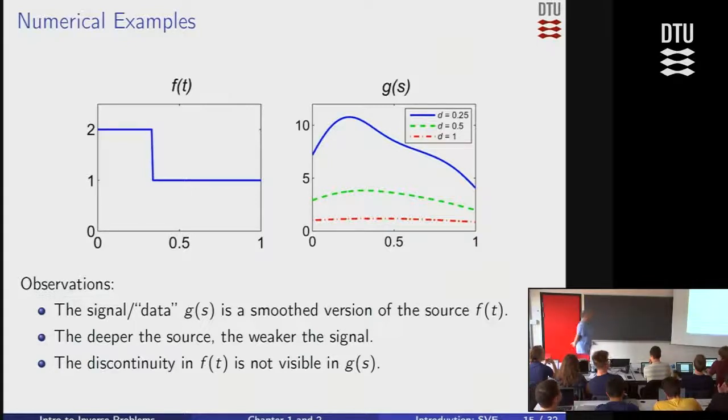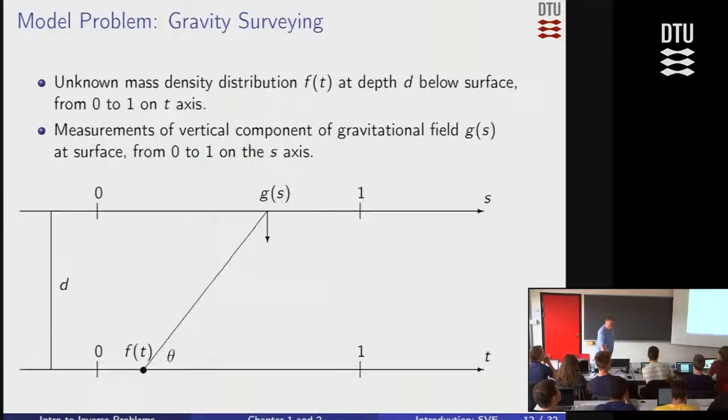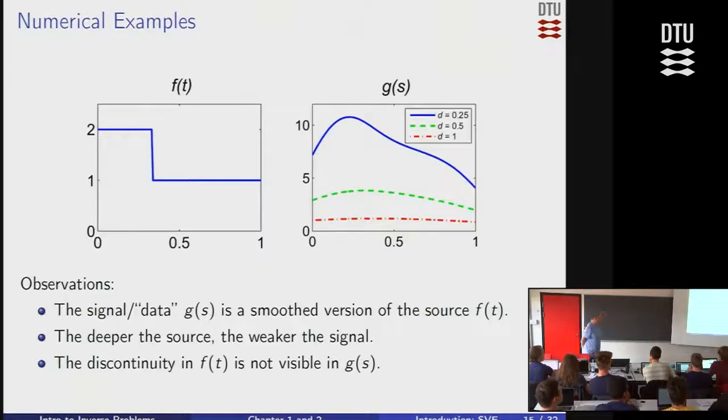I have a very weird distribution of mass on the t-axis at depth d, which first has a strength of 2 in some arbitrary units, and then it jumps down and has the value 1. That's what you see on the left, and on the right you see the measured field on the surface for 3 different values of the depth. Let me back up and remind you the depth is the d there. It's the depth from the surface to the t-axis down there. And for 3 different values of that depth we get 3 different curves, of course.